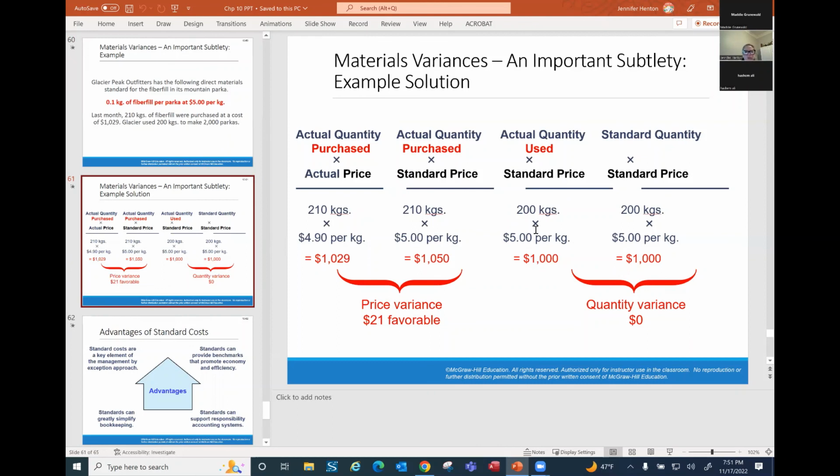And then the 200, you just have to calculate that out. It was going to be the 2,000 Parkers, and we were estimating 0.1 per Parker. So it's 200. Okay. So we have a price variance of 21, and it's favorable because that $4.90 is lower than the standard at $5.